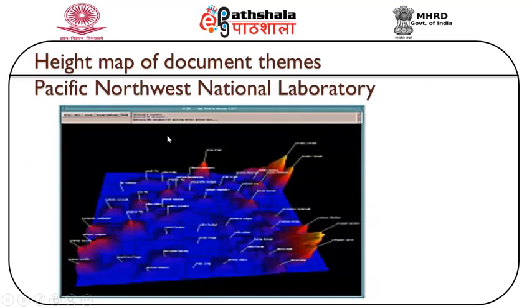So here is a height map of document themes that is generated by the Pacific Northwest National Laboratory. Here we can look at the themes that are represented by the various documents. The different themes with their heights represent the importance of each and every theme inside that document. So if you look at it clearly, we can see that there are various themes being represented, and the height represents the importance of the theme in that specific document.